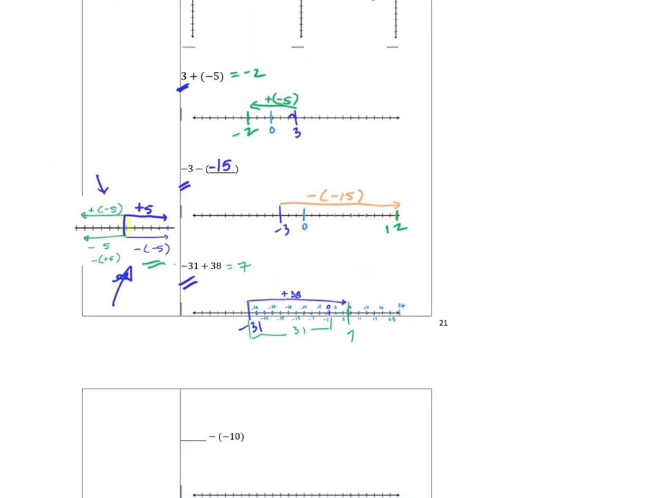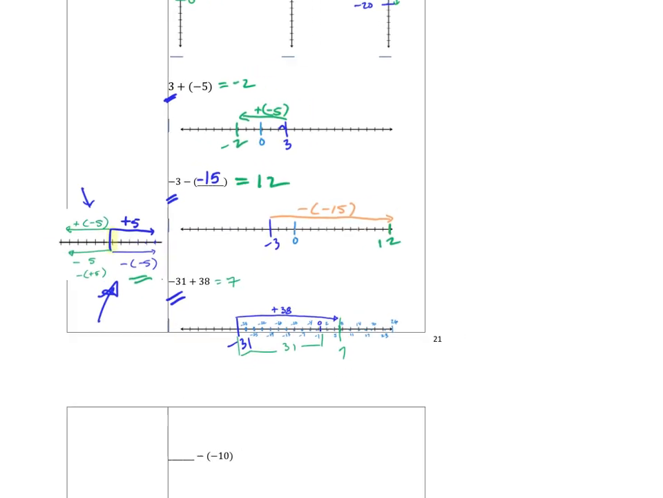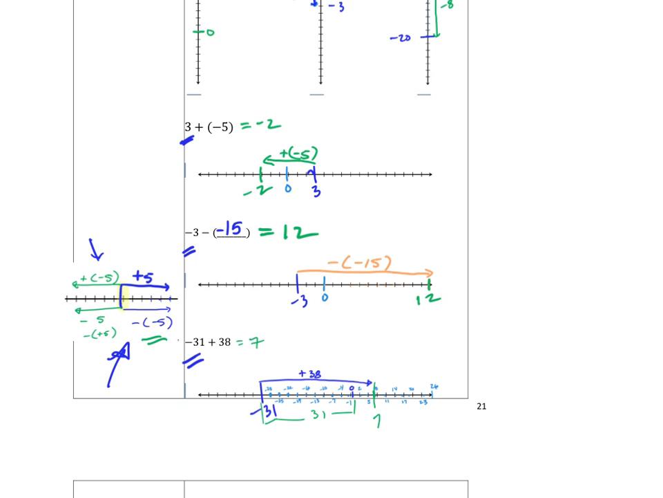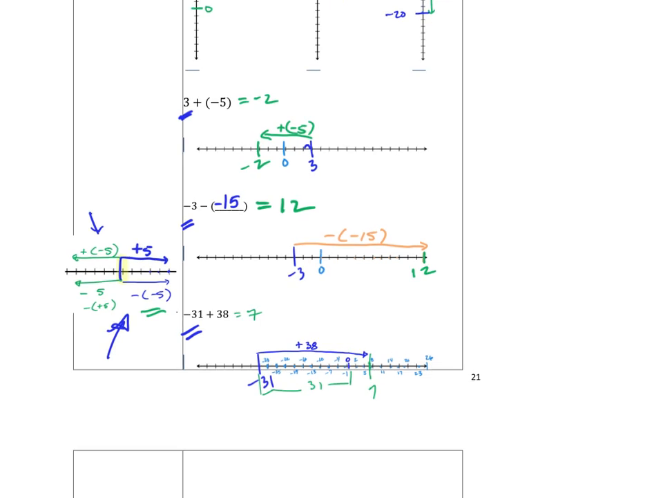Okay, so we know that -3 minus -15 equals +12. We know that 3 plus -5 equals -2. We know that -31 plus 38 equals +7. Okay, now you have to look at this and say, I don't get this. Circle it and let me explain it in class.